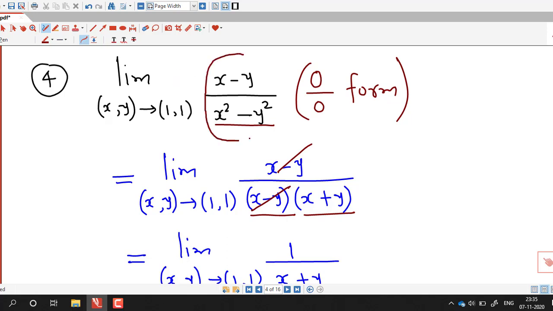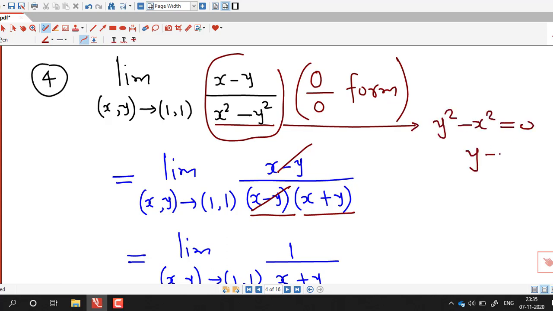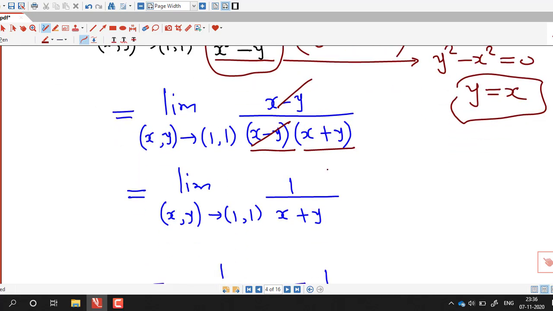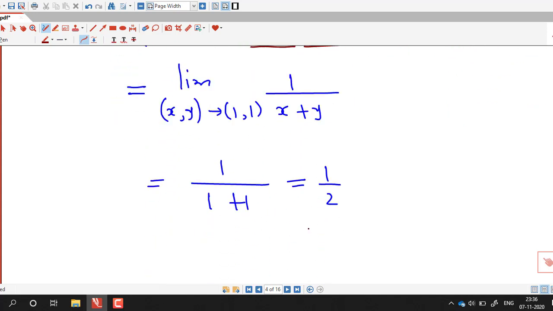And here also, this is a rational function, and it is undefined if y square minus x square equal to 0. That is, it is undefined if x equal to y. So x is not equal to y, therefore x minus y is not equal to 0. Because y equal to x is not in the domain of this function, therefore we can cancel out x minus y. And we are left with 1 over x plus y. So if you put x equal to 1, y equal to 1, we have 1 half.